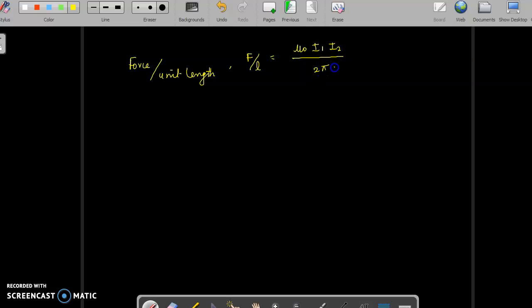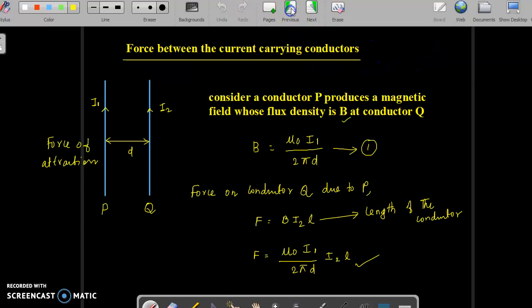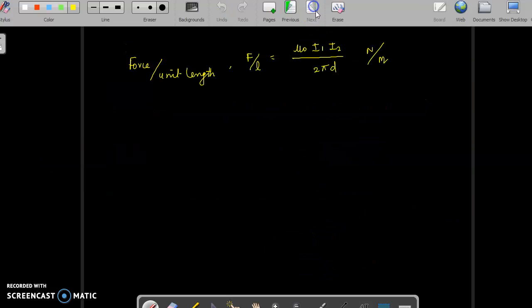divided by 2 pi D. We know that the unit of force is newton and length is meter, so we can take this to the left hand side. This becomes mu naught I1 I2 divided by 2 pi D.